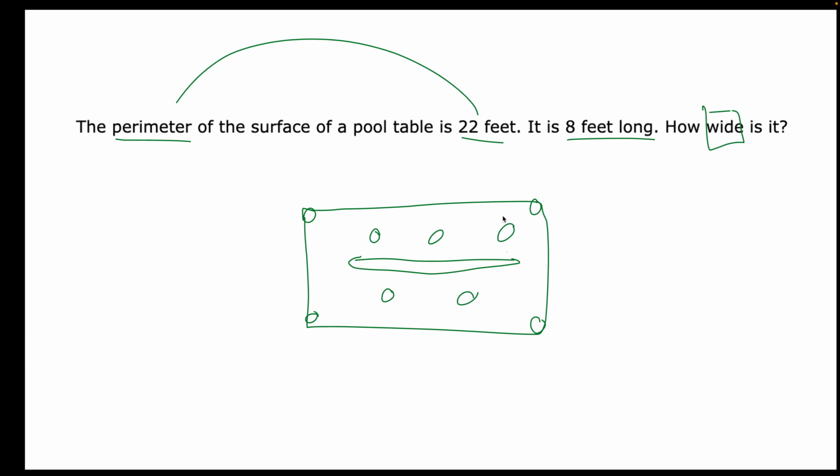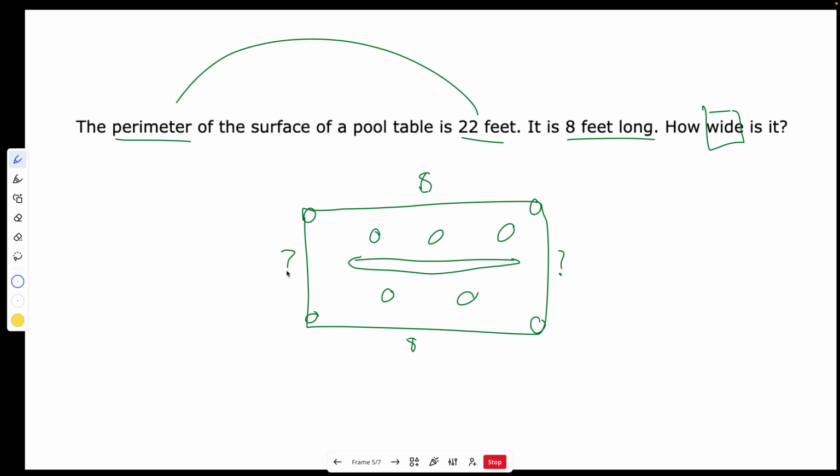I know, it's gorgeous. Now, they tell us the perimeter is 22 feet. They tell you it's 8 feet long. So let's call this 8, which means this is also 8. And we're trying to find the width. So we don't know what this is, and we don't know what this is. And instead of using question marks, let's actually use a letter. Let's call it W for width, right? W and W. Use whatever letter you want.